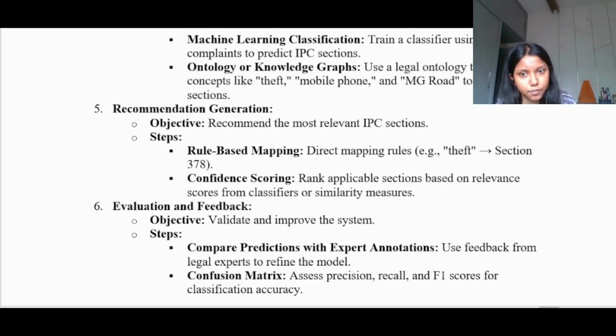Recommendation generation. The objective for recommendation generation is to recommend the most relevant IPC sections. Its steps include number 1, rule based mapping. It is direct mapping rules. For example, theft to section 378. Confidence scoring. Rank applicable sections based on relevance scores from classifiers or similarity measures.